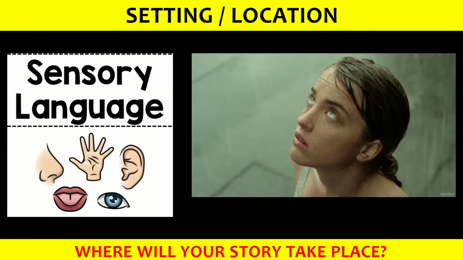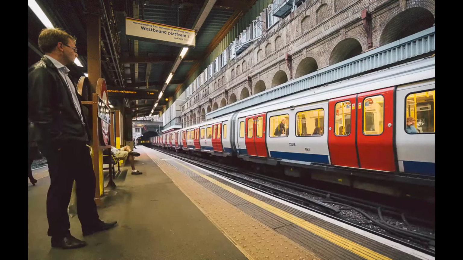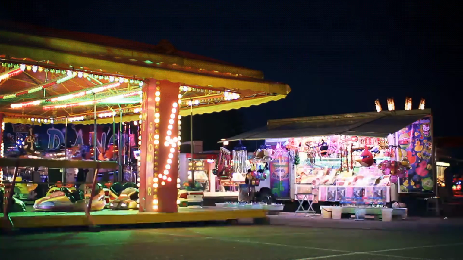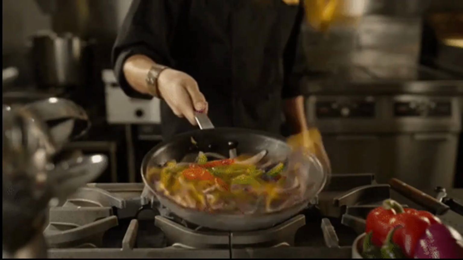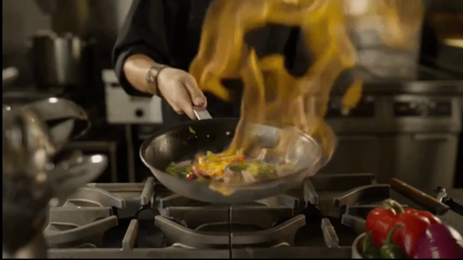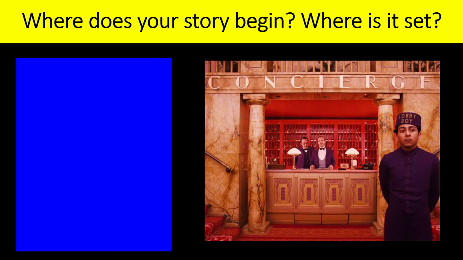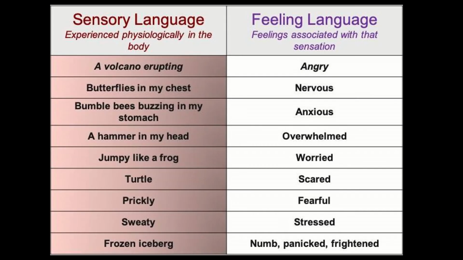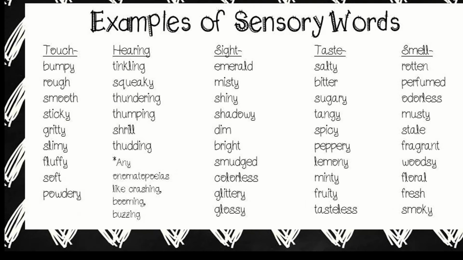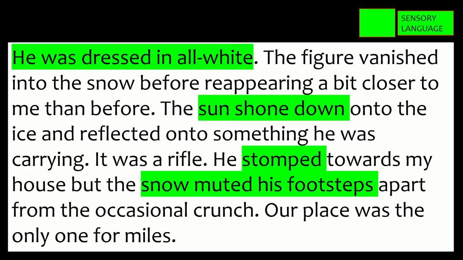And I would pick a setting, so a location for my story, that is very good from a sensory language point of view. So, for example, a busy train station, a fairground, a festival, a kitchen where obviously you could do the sounds of the chef, but also the smell of the food, a prom. Here are some other ones that might be good. So pick a setting that is great for sensory language, and here are some sensory words if you want to pause the video.